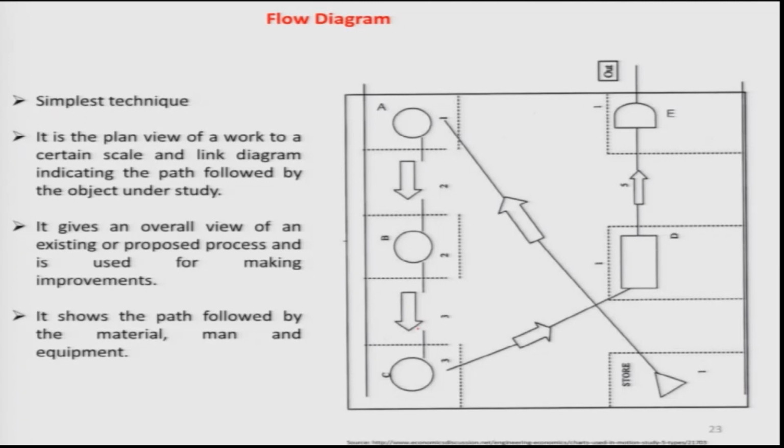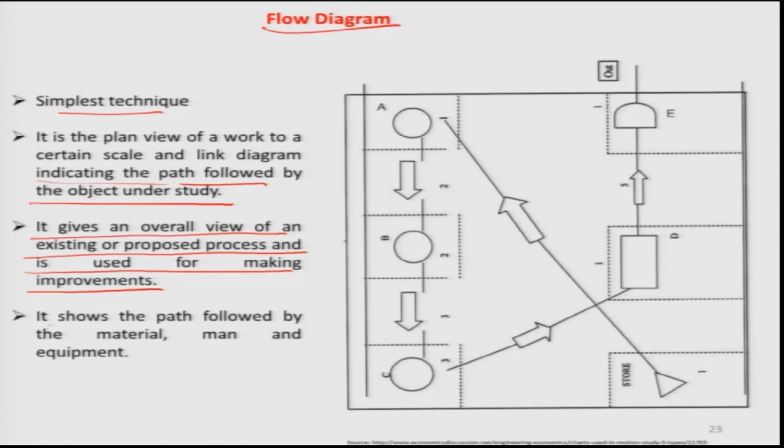Now, the flow diagram is another way to represent your operation. This is the simplest technique. It is a plan view of the work to a certain scale, and a link diagram indicating the path followed by the object under study. Here the path is made by the flow diagram. It gives an overall view of an existing or proposed process and is used for making improvements. It shows the path followed by the material, man and equipment.